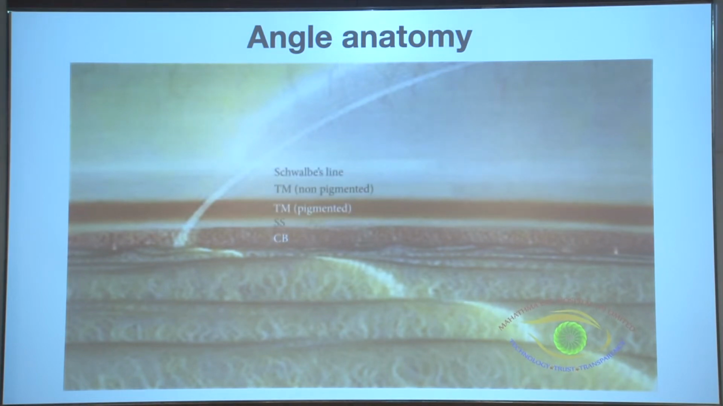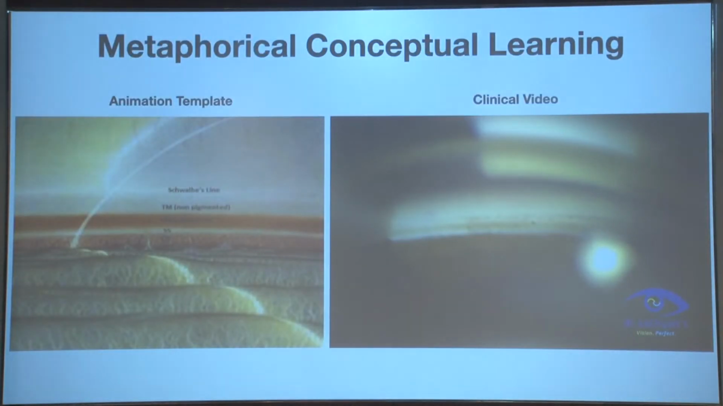So moving on to the angle animations, where you can see the iris process here, the ciliary body which is slightly pigmented, the scleral spur, trabecular meshwork pigmented, trabecular meshwork non-pigmented, and the Schwalbe's line. Once we show the animation, we then take them into the clinical video. This is called metaphorical conceptual learning, as I have devised it. So when we take them like that, we orient them into the animations in a much better way.